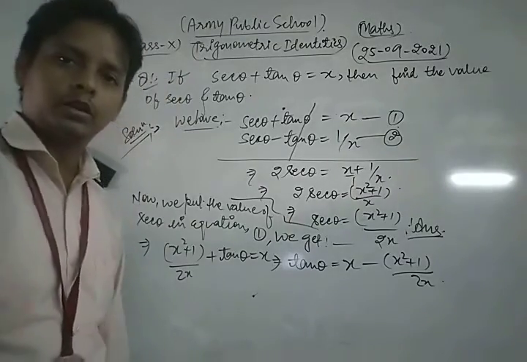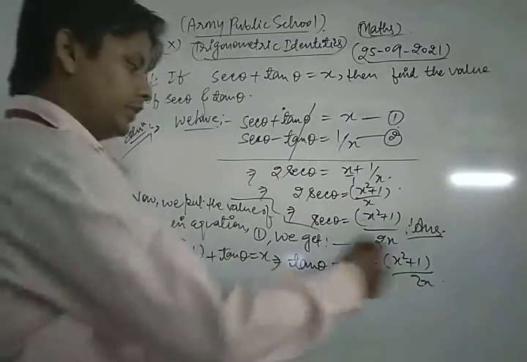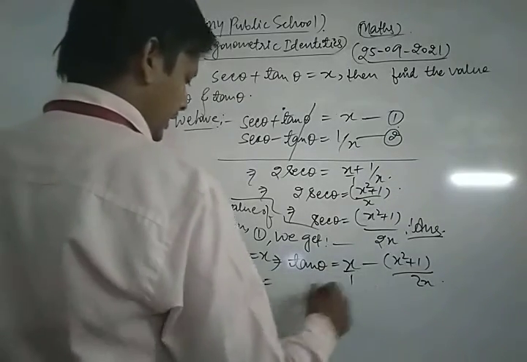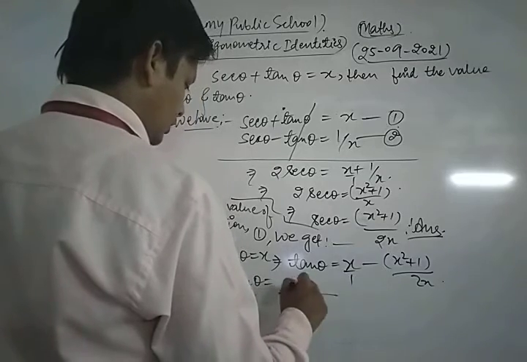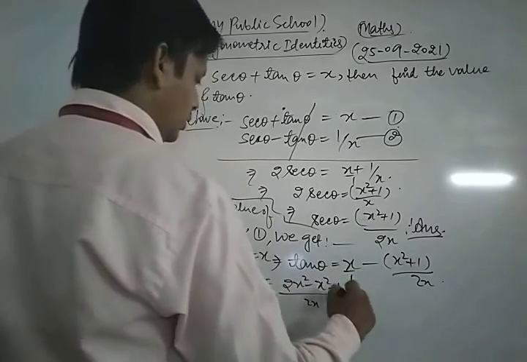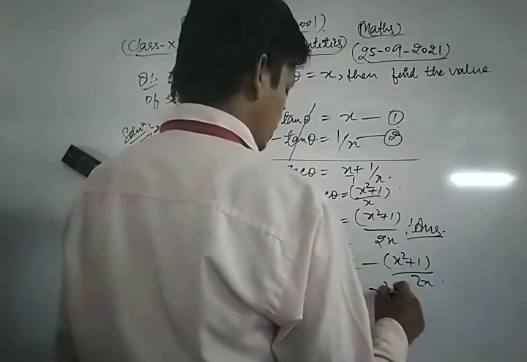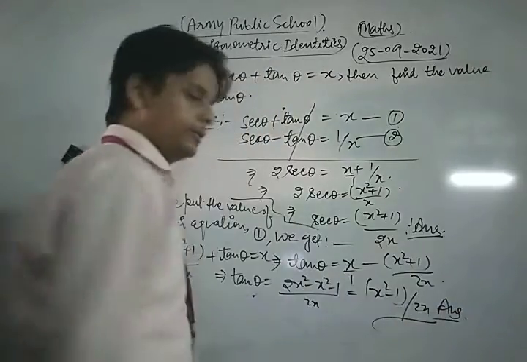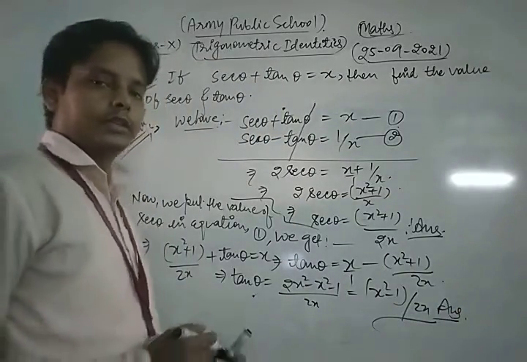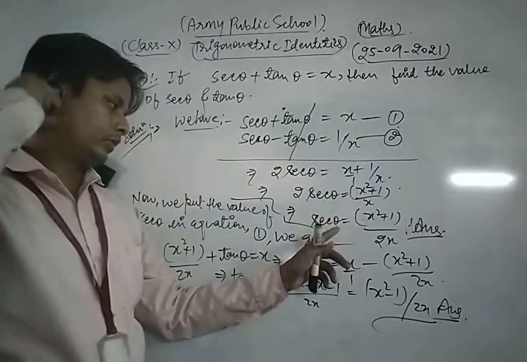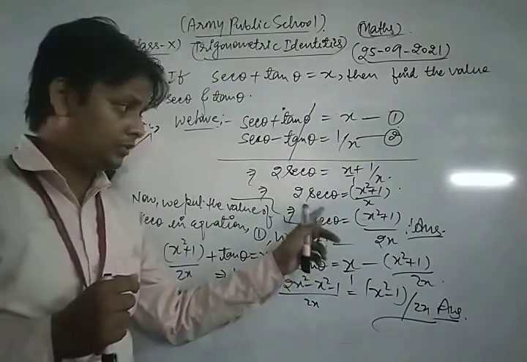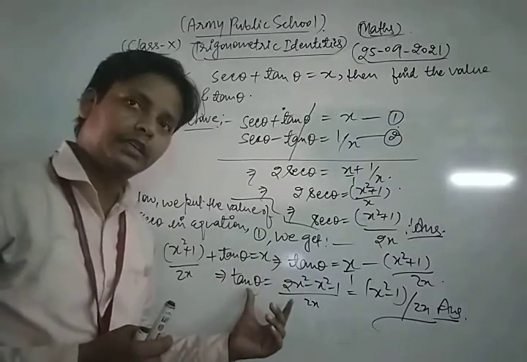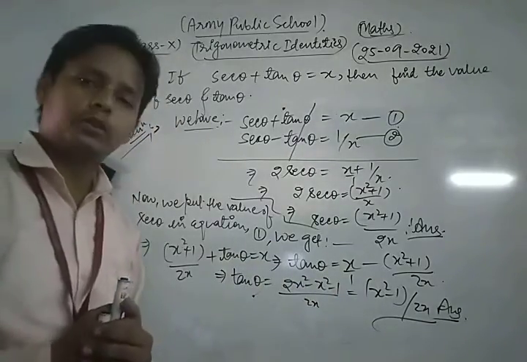Okay, now we take the LCM of their denominator. So we get tan theta is equal to, we take LCM as 2x, so we get 2x square minus x square minus 1. So 2x square minus x square, that is x square minus 1 upon 2x. This is the other one. So in this way, dear students, the value of sec theta is x square plus 1 upon 2x, and the value of tan theta is x square minus 1 upon 2x.